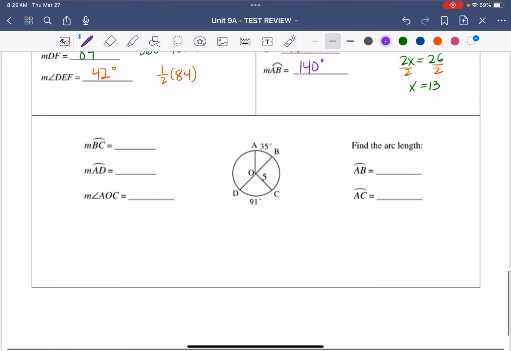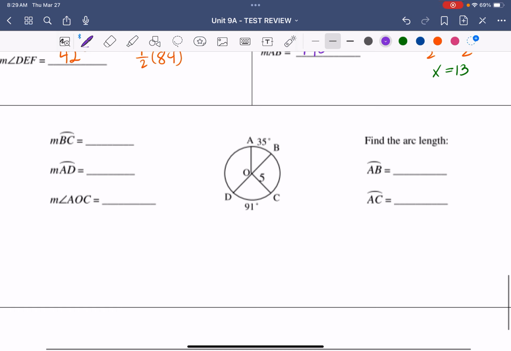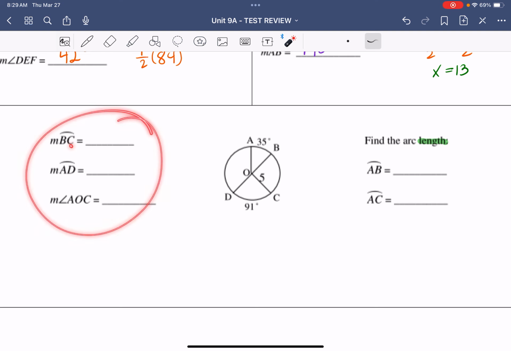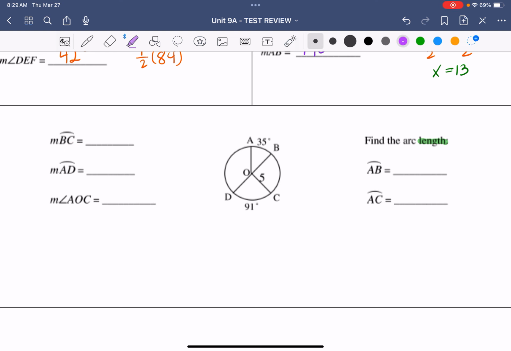Okay, and then this last one. So be careful with how they word things. Anytime you have measure like this, all of these have to be degrees. But then this one says arc length. So those are going to be measured a different way. So let's start with these on the left side first. Start with the measure of arc BC. So BC is right here.